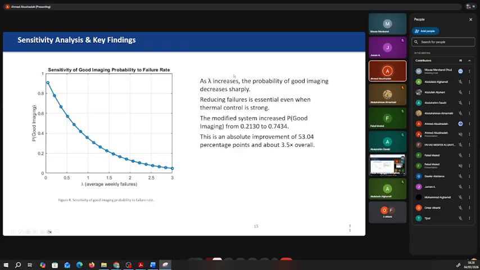We will have the probability of good imaging decrease suddenly, as we can see here in the figure. Reducing failures is essential even when thermal control is strong. The modified system increased the probability of good imaging from 0.21 to 0.74. This is an absolute improvement of around 53 percentage points overall.